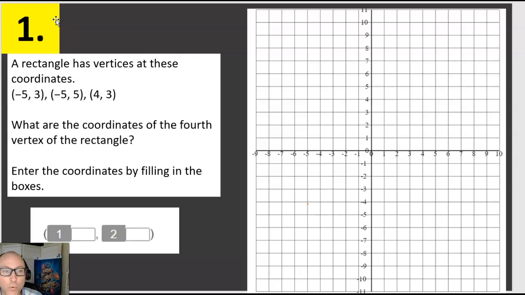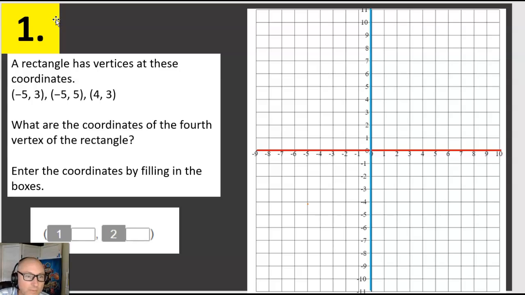So let's plot these coordinates. Here we go. -5 and 3. First comes X, side to side. I like to color coordinate my axes. Watch this. Let's get some axes color coordinated in here. Boom! We got blue going up and down. That's vertical. That's the Y. We got red going left and right. That's horizontal. That's going to be our X.